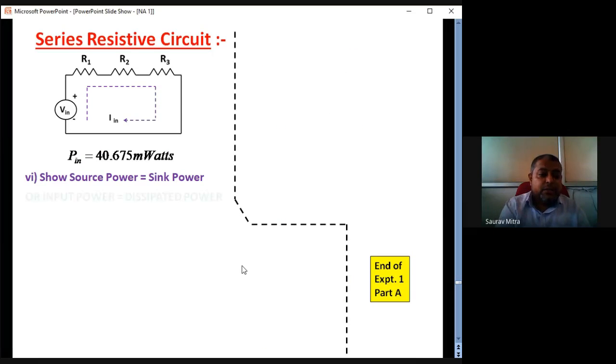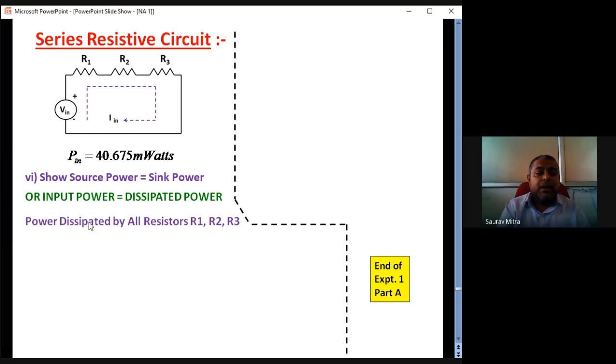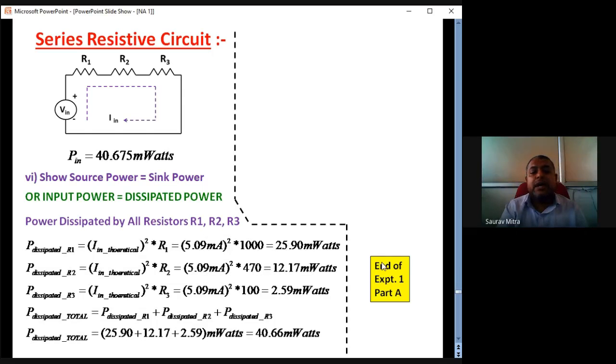Initially, what we have found is input power is 40.675 milliwatt. Power dissipated by all resistors R1, R2, R3 is given by this formula. The power dissipated by R1, that is, the current flowing through R1 squared into the resistor, is 25.90 milliwatt. This is the dissipated power at R1. Dissipated power at R2, 5.09 milliampere square multiplied by the resistor value 470, like this. Dissipated power at R3, 5.09 milliampere square multiplied by 100, is 2.59.